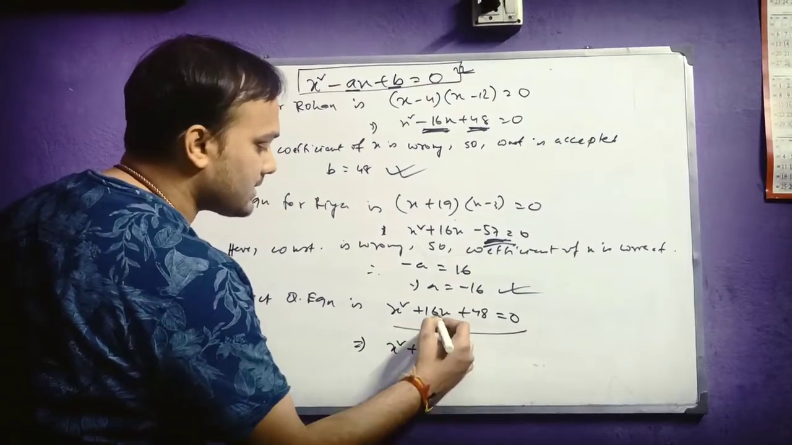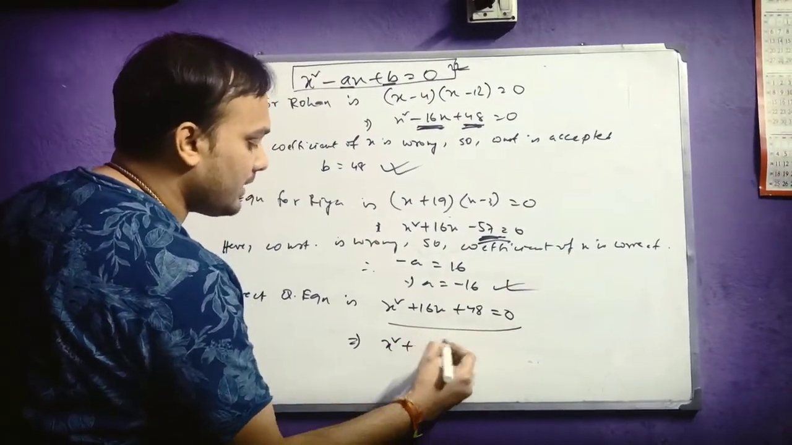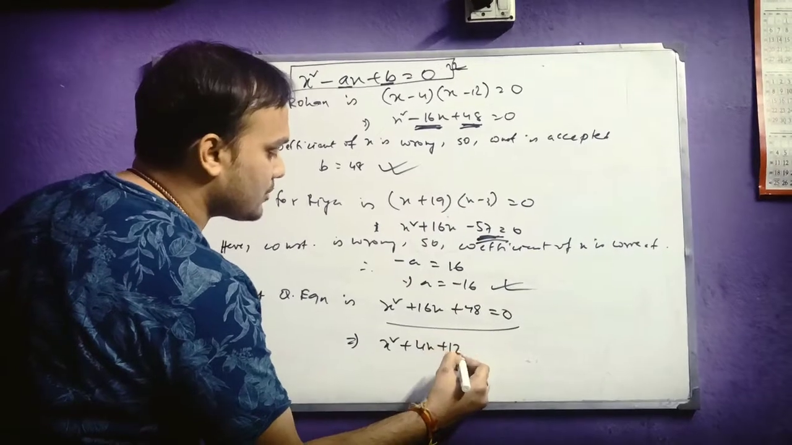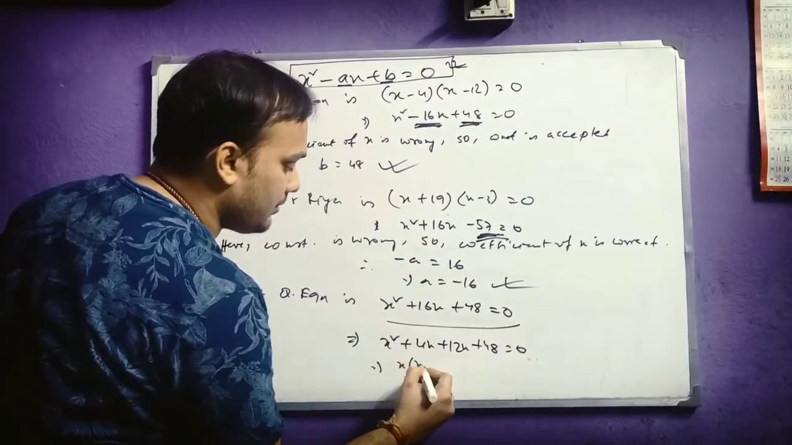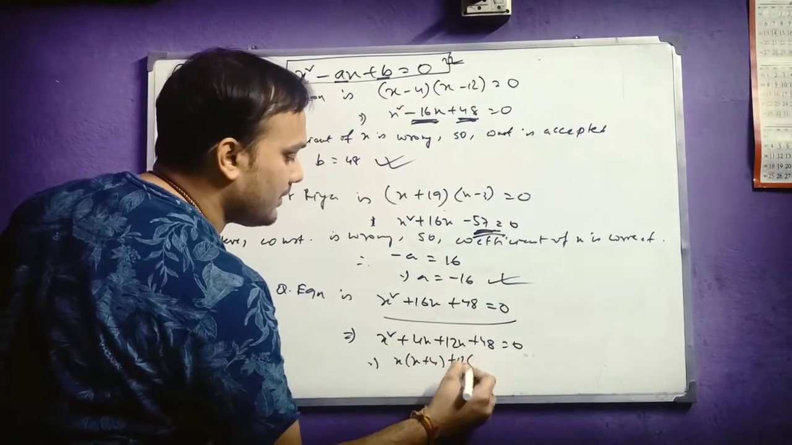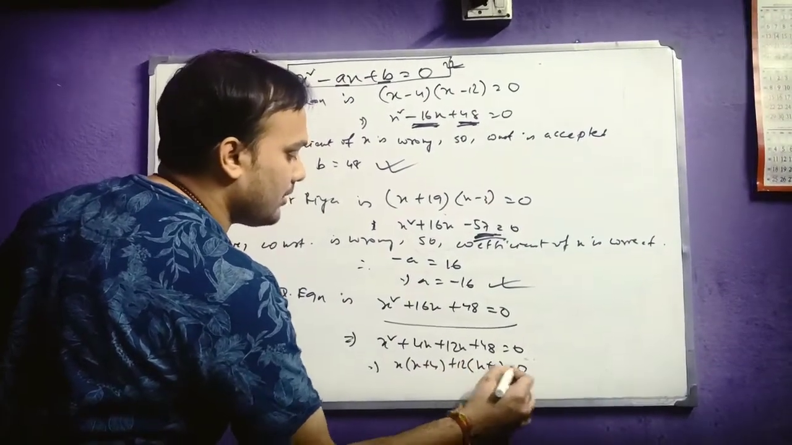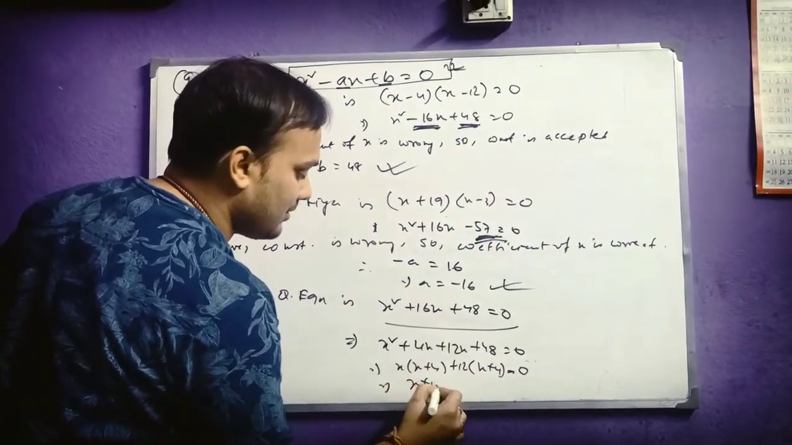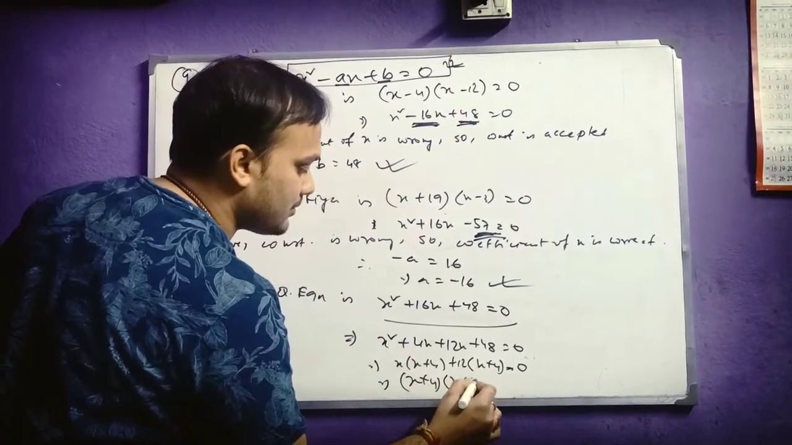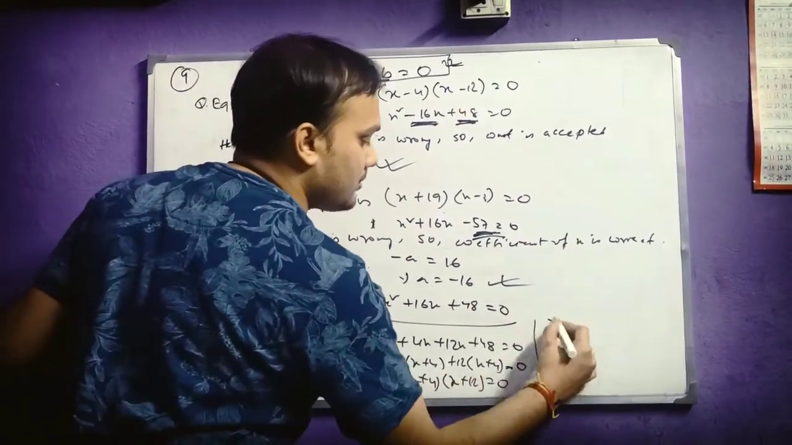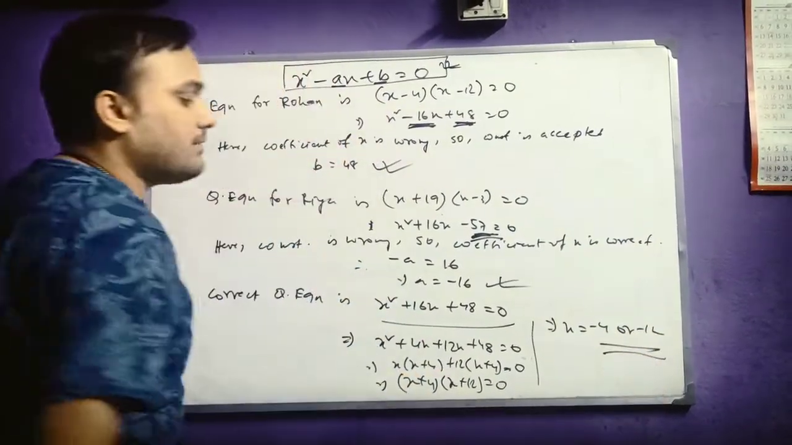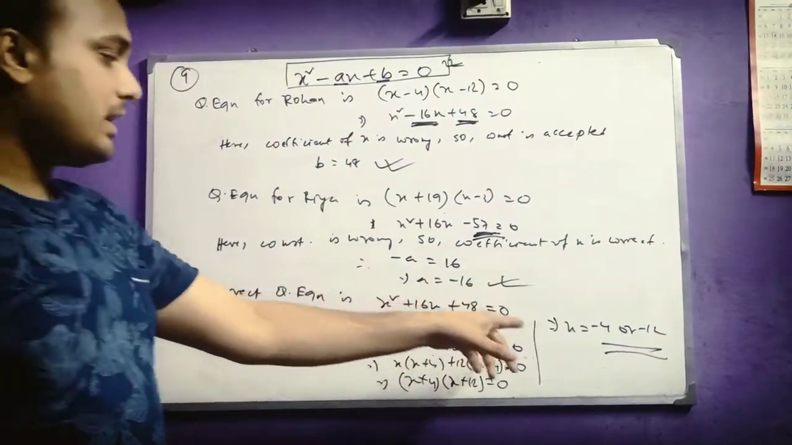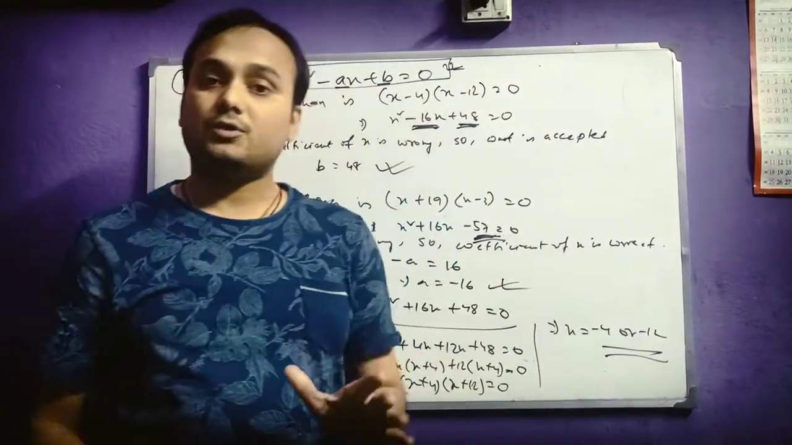x square plus 48, and 16 we have to break, so it will be 4x plus 12x plus 48 equal to 0. So x into x plus 4 plus 12 into x plus 4 equal to 0. So x plus 4 into x plus 12 equal to 0. So x equals minus 4 or minus 12. So this is our correct answer. So x equals minus 4 or minus 12 are the correct roots, which is your answer.